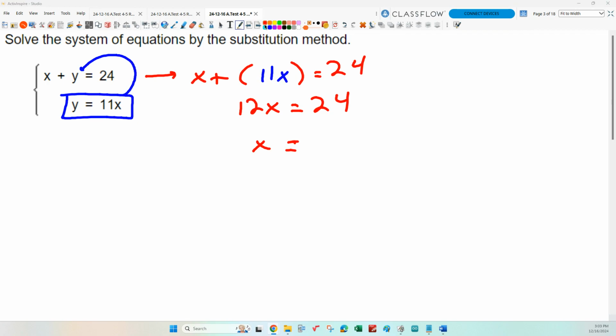12 times what is 24? 2. Okay, so there's the first part of my solution. Where do I go to find the y value? Plug it into the box. To the boxed equation. That's why we put a box around it, because we're coming back to it.